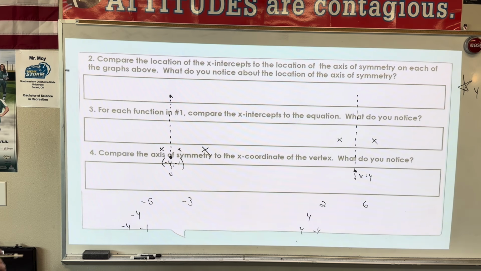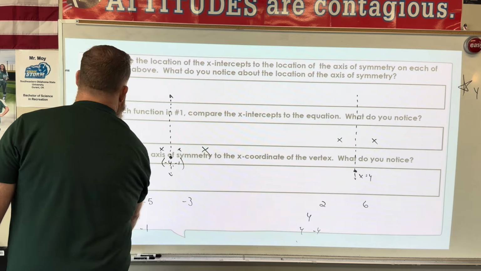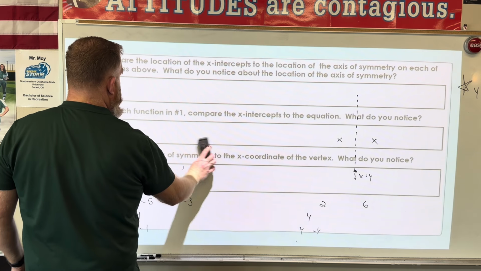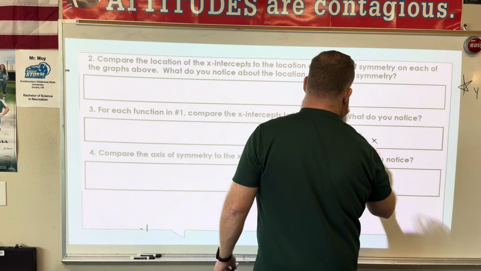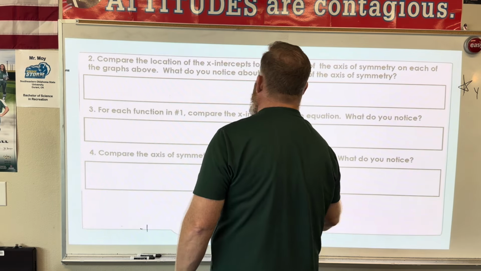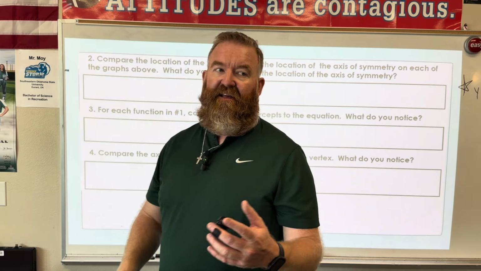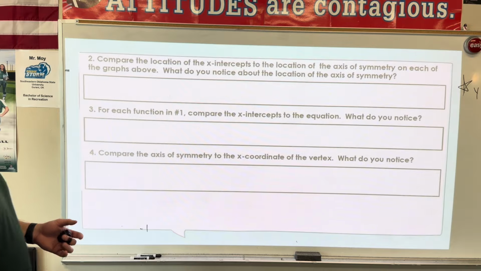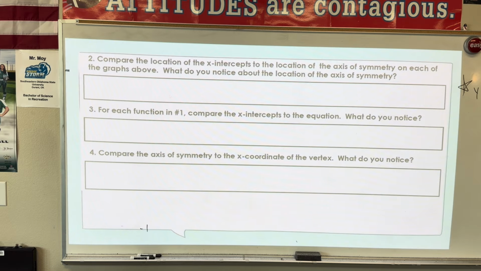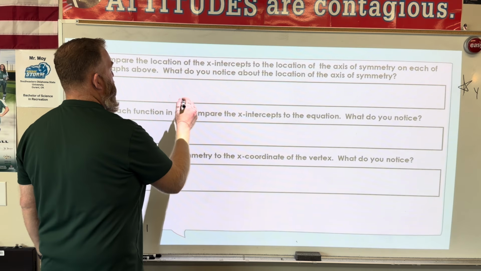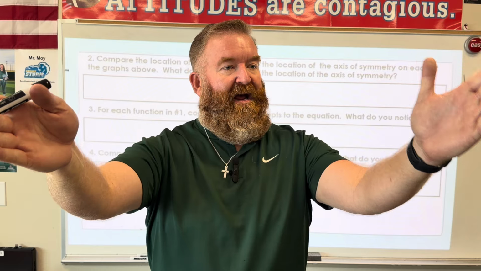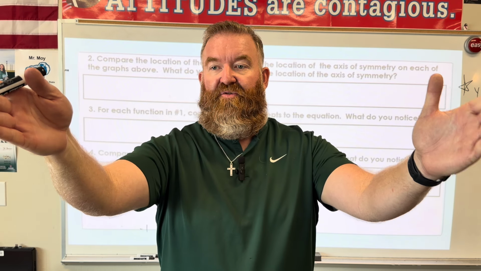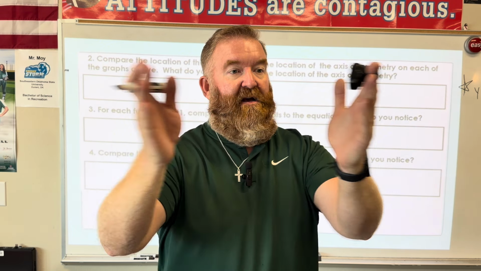Number 2: compare the location of the x-intercepts to the location of the axis of symmetry on each one of the graphs listed above. So we're comparing the x-intercepts to the axis of symmetry. What do you notice about the location of the axis of symmetry? If I have two points, my x-intercept and my x-intercept, where is the axis of symmetry always going to be? In the middle.